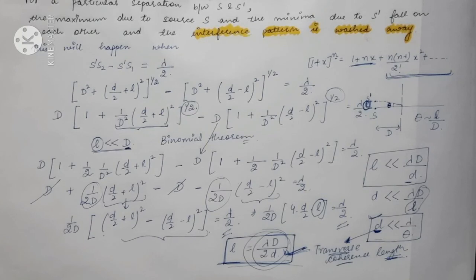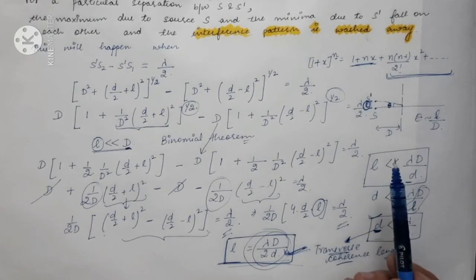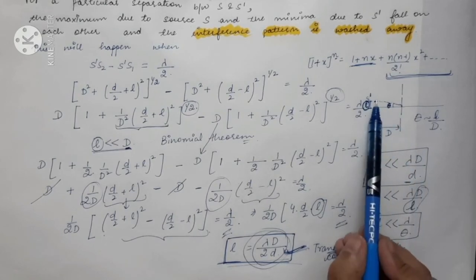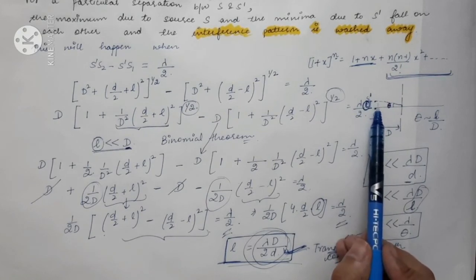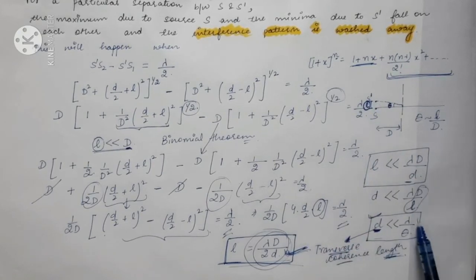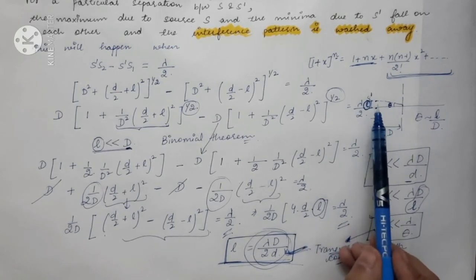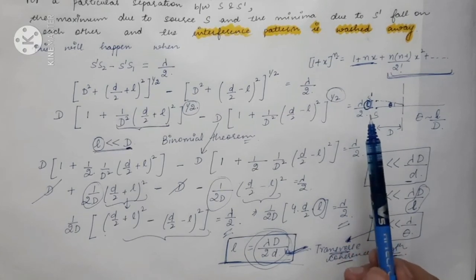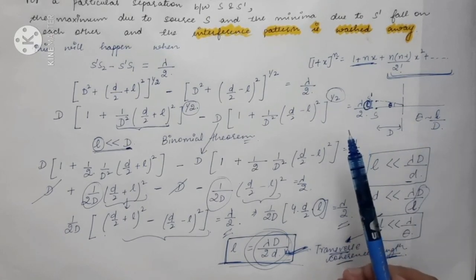Here we have just considered S and S prime, which are a part of the extended source. So if this condition is achieved, then all the point sources on the extended source will have a good phase correlation with each other, and the interference pattern will be of good visibility in that case.